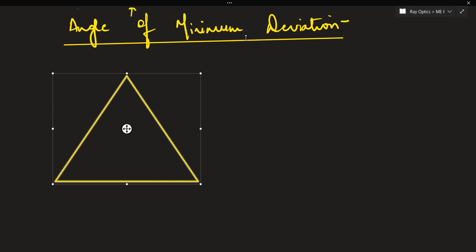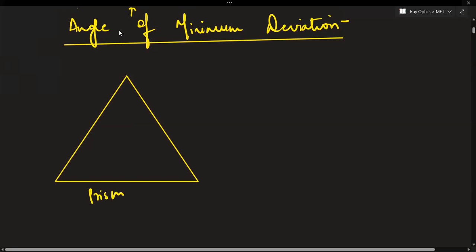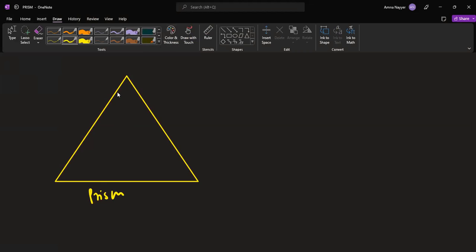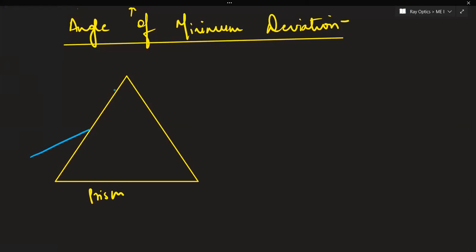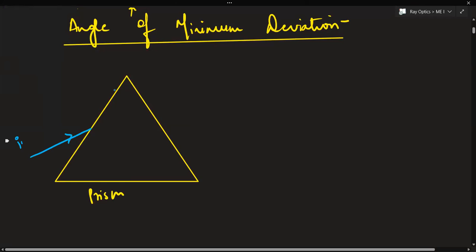So this is a prism. Let's say this is the front side of the prism. So incident ray at this surface, here a light ray is incident. This is the incident ray.